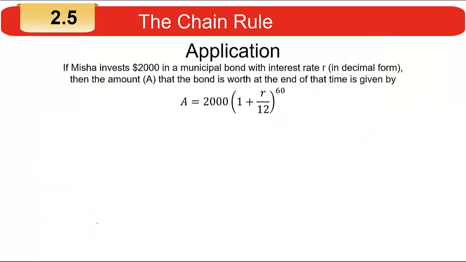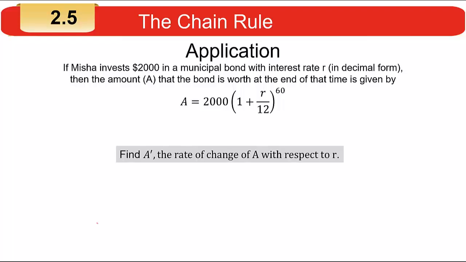If Misha invests $2,000 in a municipal bond with interest rate R, written as a decimal, then the amount A that the bond is worth at the end of that time is given by this equation. Now, after having said all those words, basically all we're interested in is that equation. And the first question is find A prime. That's the rate of change of A with respect to R, but all they're asking us to do, in spite of all of the words they've thrown around at us, is to take the derivative of A. Go from A to A prime.